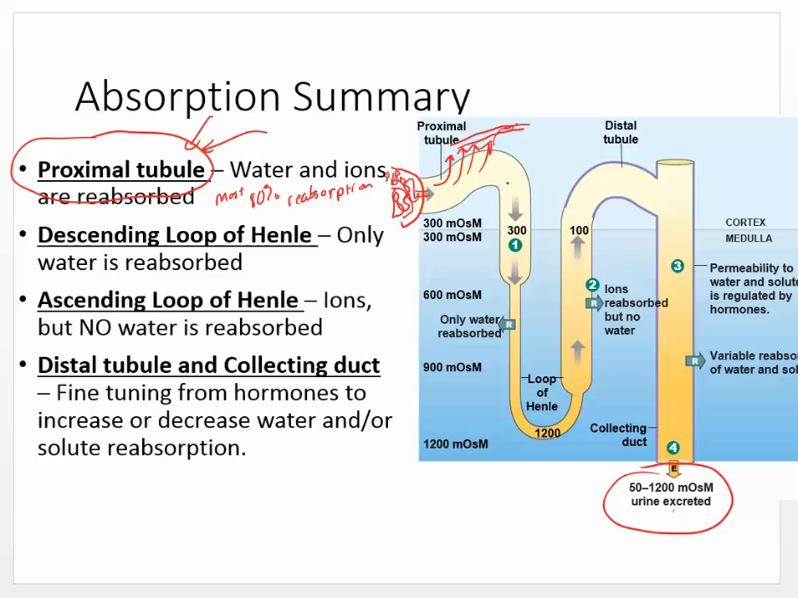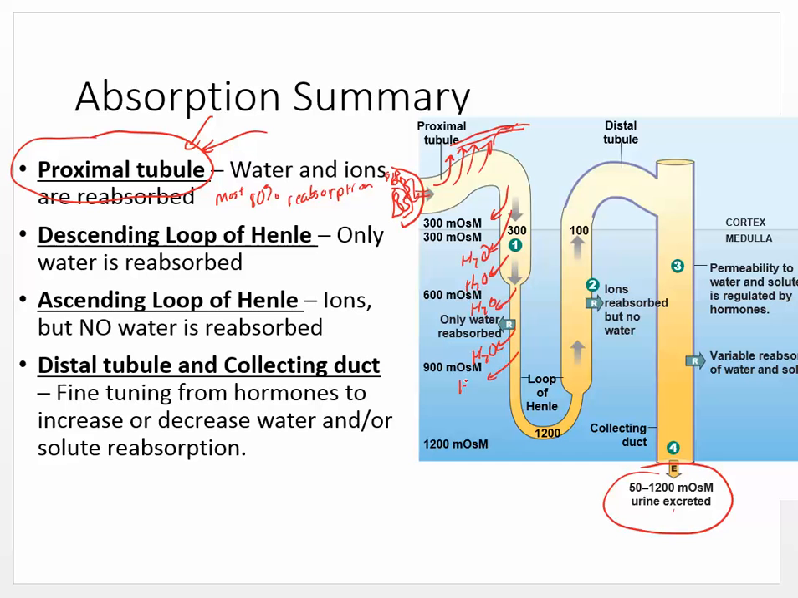Now, things change a little bit when we get into the loop of Henle. In the descending loop of Henle, we have this area where water can move out, but salts really don't. There's a little bit of movement of salt, but primarily what's moving out of here is water. That's reabsorption. When I say moving out, I'm usually talking from the perspective of the nephron, so moving out means reabsorption.